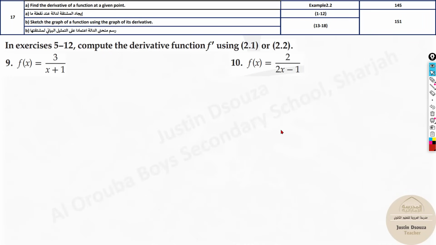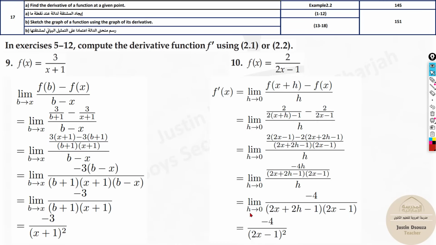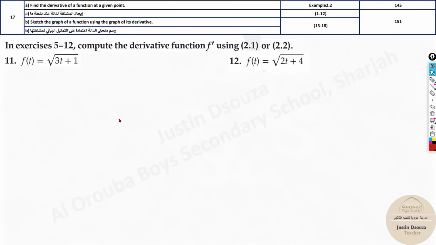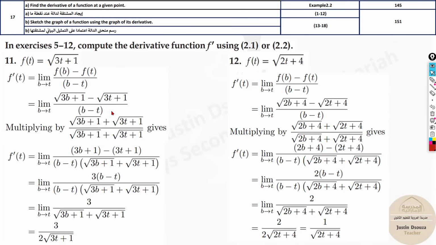Please do try them by yourselves and then check for the answers. If you're doing the derivative method, take this power up, it will be x plus 1 whole power minus 1, and then solve it up. Same thing here, square root we know 1 by 2 root x. So here, and then the chain rule. Don't forget the chain rule as well.